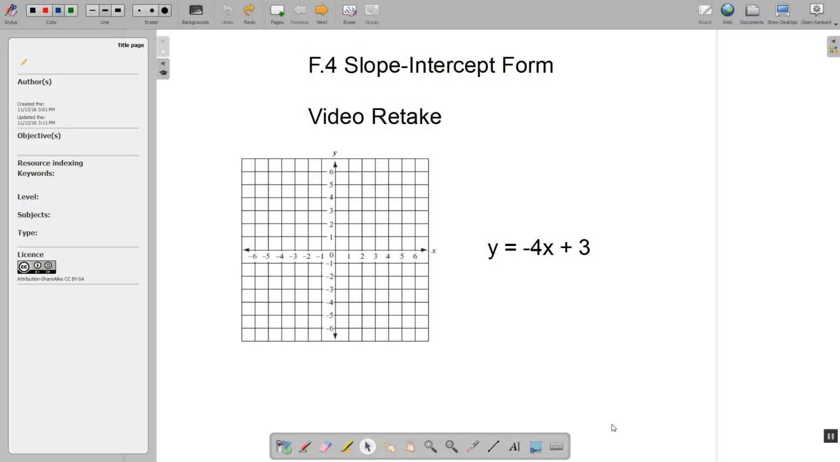The retake for the slope-intercept form video. Now, slope-intercept form is a tough concept, but it's a very important one. So this video will not be the same as the last video, but it will follow the same format.